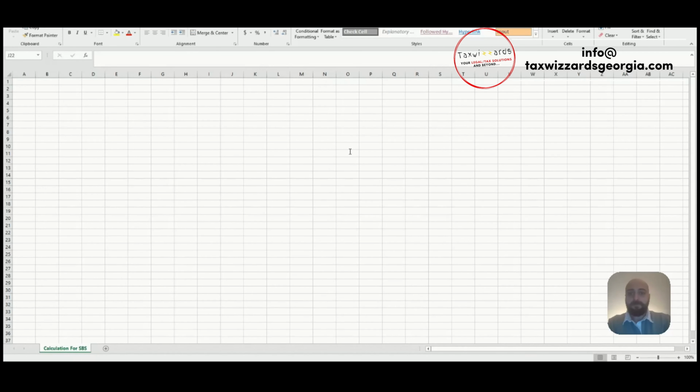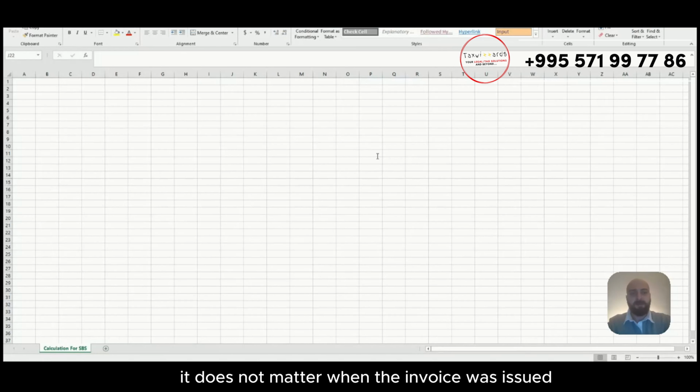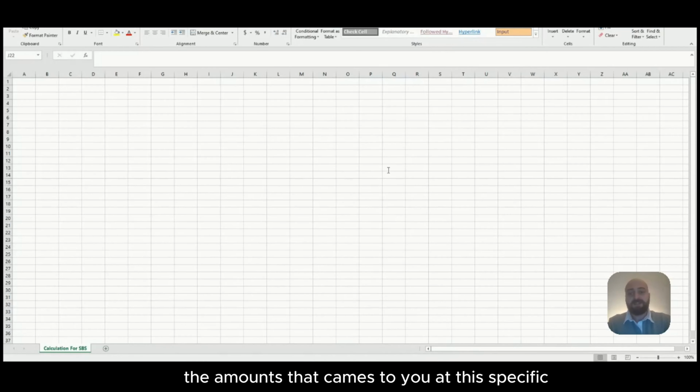Let's start. First of all, you have to fill in the income period, exactly the period when we specifically received the money in the bank account. It does not matter when the invoice was issued. The amount that comes to you at the specific moment takes part in the calculation of the income of the small business. Let's start with an example.